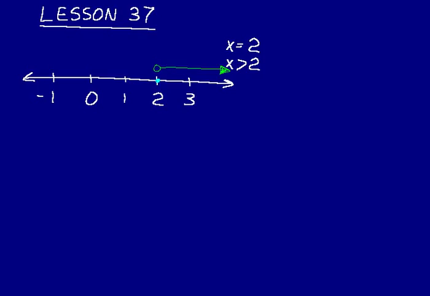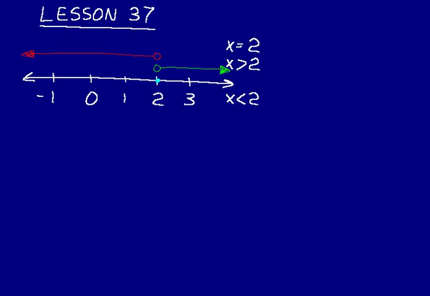X greater than 2, that means all of the numbers greater than 2. So you put an open circle there to show that you're not counting 2, but like 2.0001 would count because it's just a little bit greater than 2, and that's what that expression is telling you. So likewise, if I had x less than 2, the way I would do that is another open circle at 2, but this time I would shade in to the left. And so that would express x less than 2.